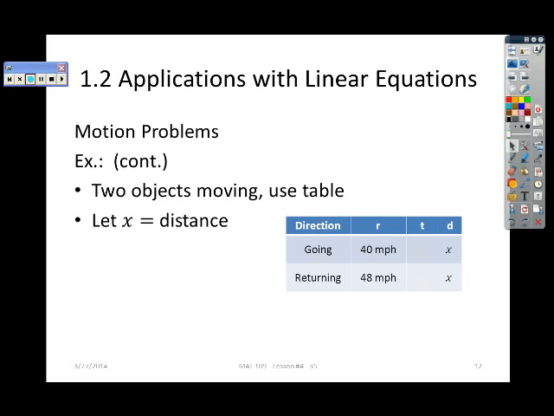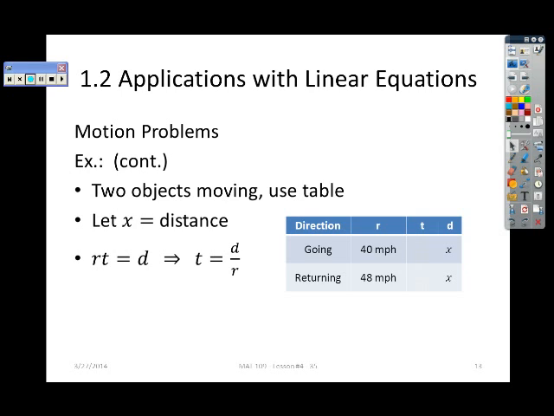How do I get this third column? Distance equals rate times time. Or rearranging it, time equals distance divided by rate. Take this formula and rearrange it. So this is one of those solve for variable situations. We solve for t in this equation. So here's our equation, d equals rt. Rearrange it to get time equals.